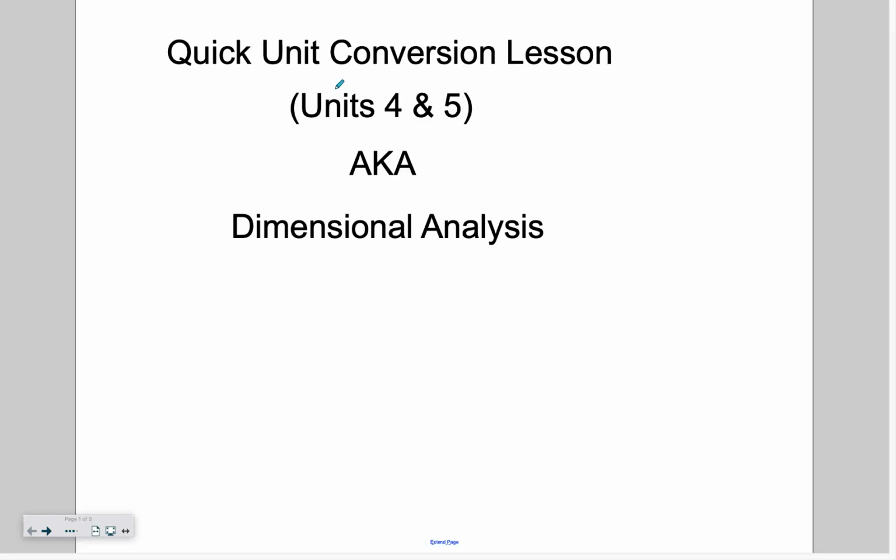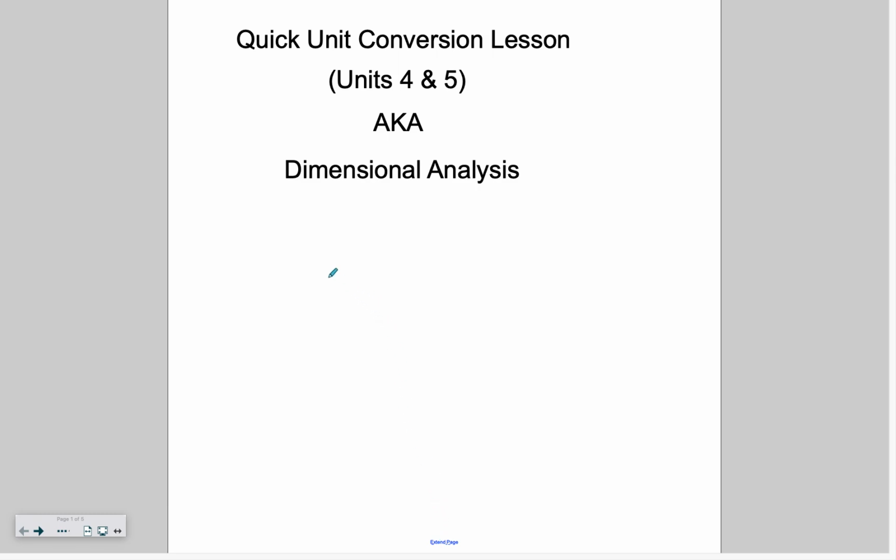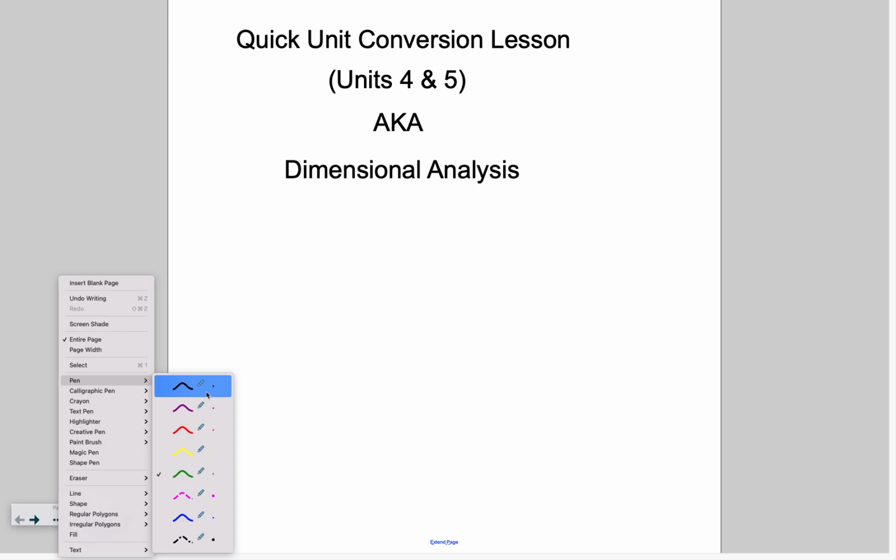All right, we're going to do a really quick little lesson here on dimensional analysis. And hopefully this clears up what this process is, how it works, and how you don't really need formulas to answer the questions from the book, and you don't need to memorize anything as long as you understand a couple key things.